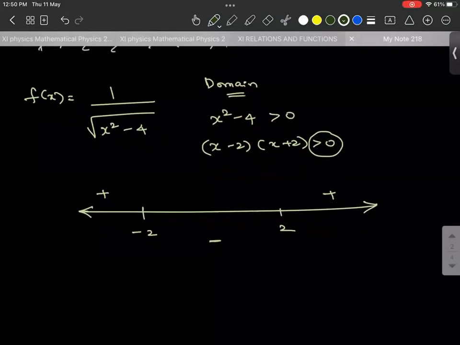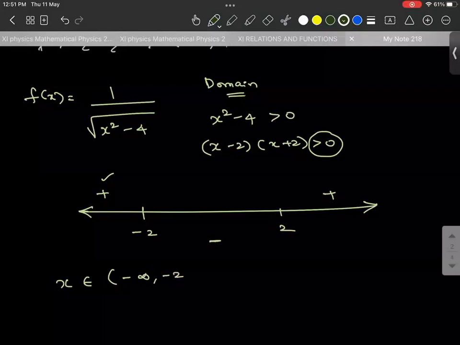So what should be the domain? x belongs to 0 to infinity? Where is the positive value on the number line? 2 to infinity. Where else do you have positive? You're missing the left hand side. Minus infinity to minus 2, union 2 to infinity. Don't read it as minus infinity comma minus 2; say it as minus infinity to minus 2.